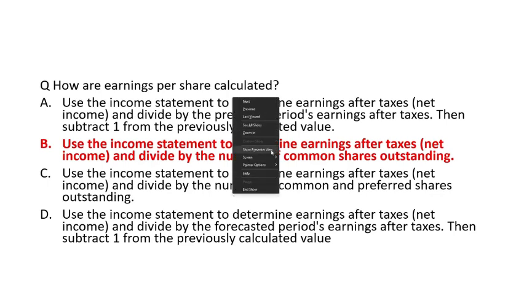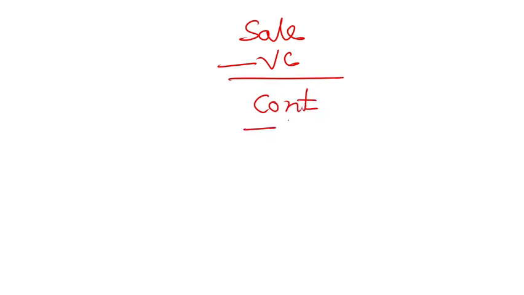In general case, if you see EPS, there is a long way to reach the EPS. First of all, we have given sale, then we reduce the variable cost, then we get the contribution. After contribution, we reduce the fixed cost, then we get the EBIT.